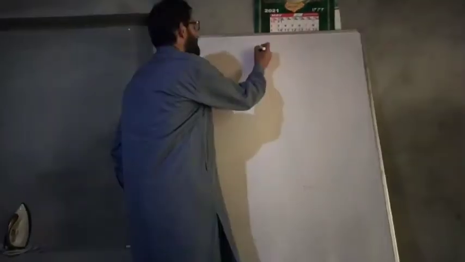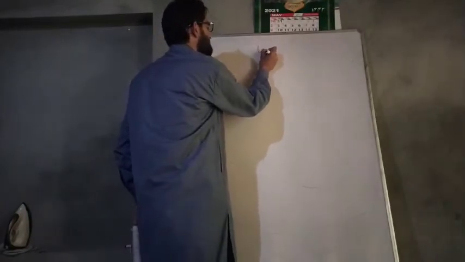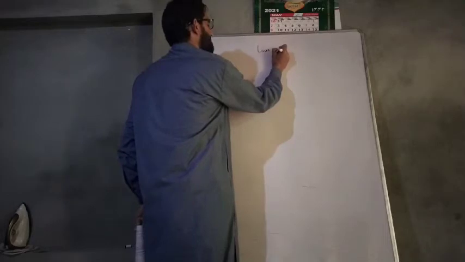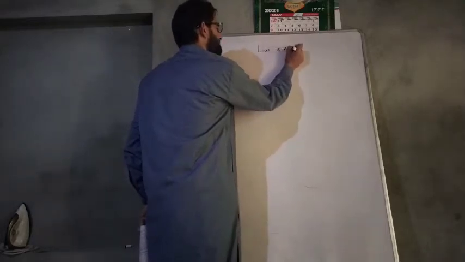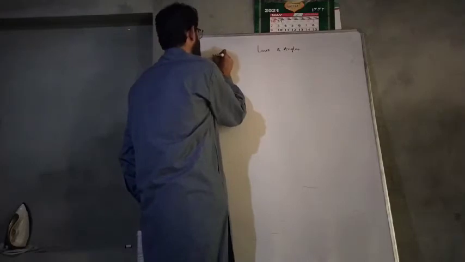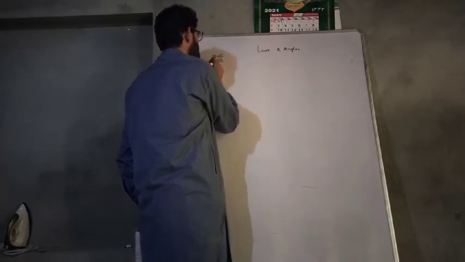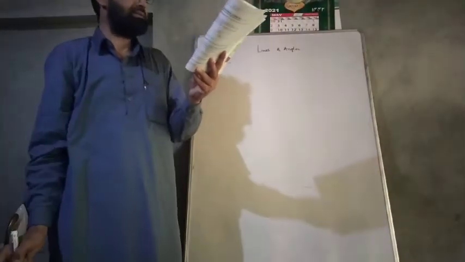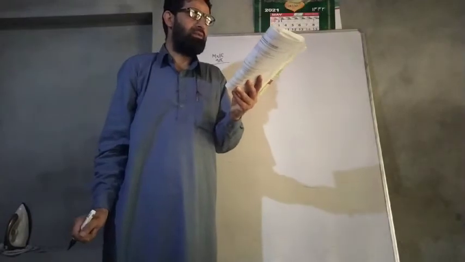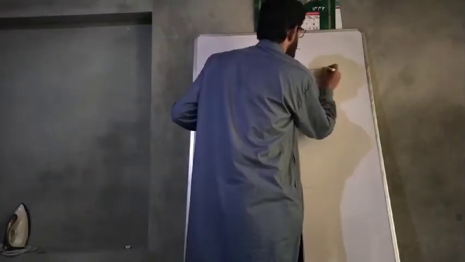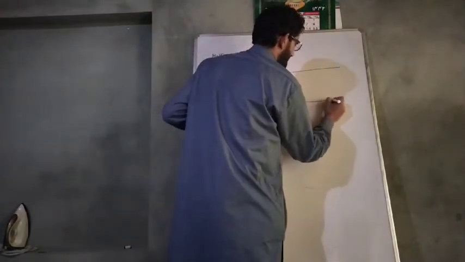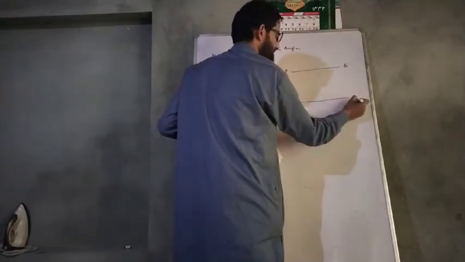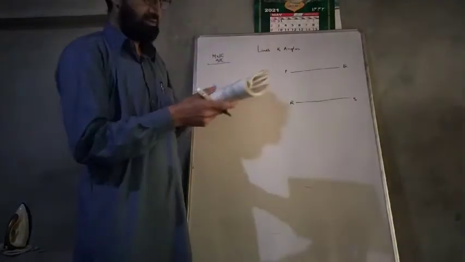Lines and angles, this is our topic. This is math ninth. Lines and angles, and the last question of this exercise is: PQ and RS are two mirrors placed parallel to each other. Now there are two mirrors. PQ is a mirror and RS is a mirror. PQ and RS are two mirrors which are placed parallel to each other.